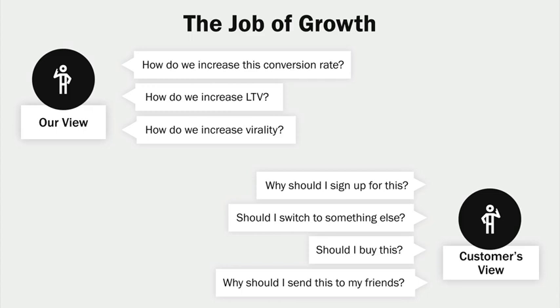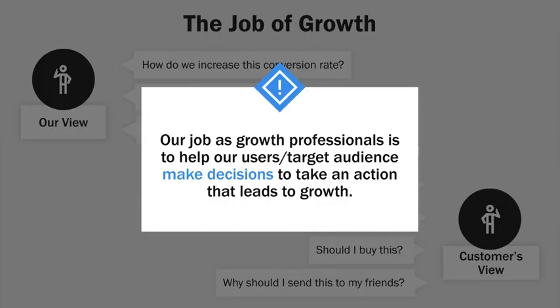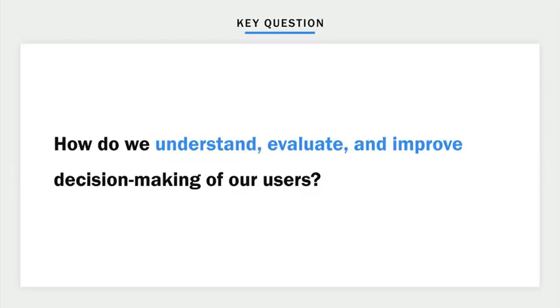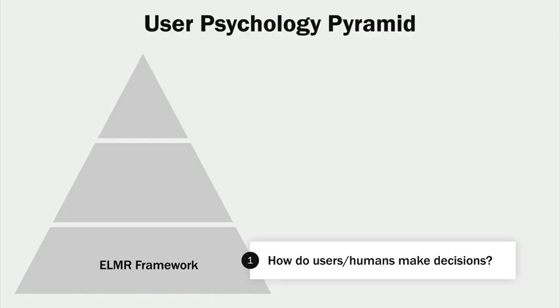So it's our job as growth professionals to make sure that we understand how our users and our target audience make decisions. And if we're able to understand how they make those decisions, then we can influence those decisions. And that is what actually leads to growth. So the key question we need to understand is, how do we understand, evaluate, and improve the decision-making of our users? Well, we'll be going through what we call the user psychology pyramid in this module. It's going to help us go through understanding, evaluating, and applying the principles and concepts of user psych.